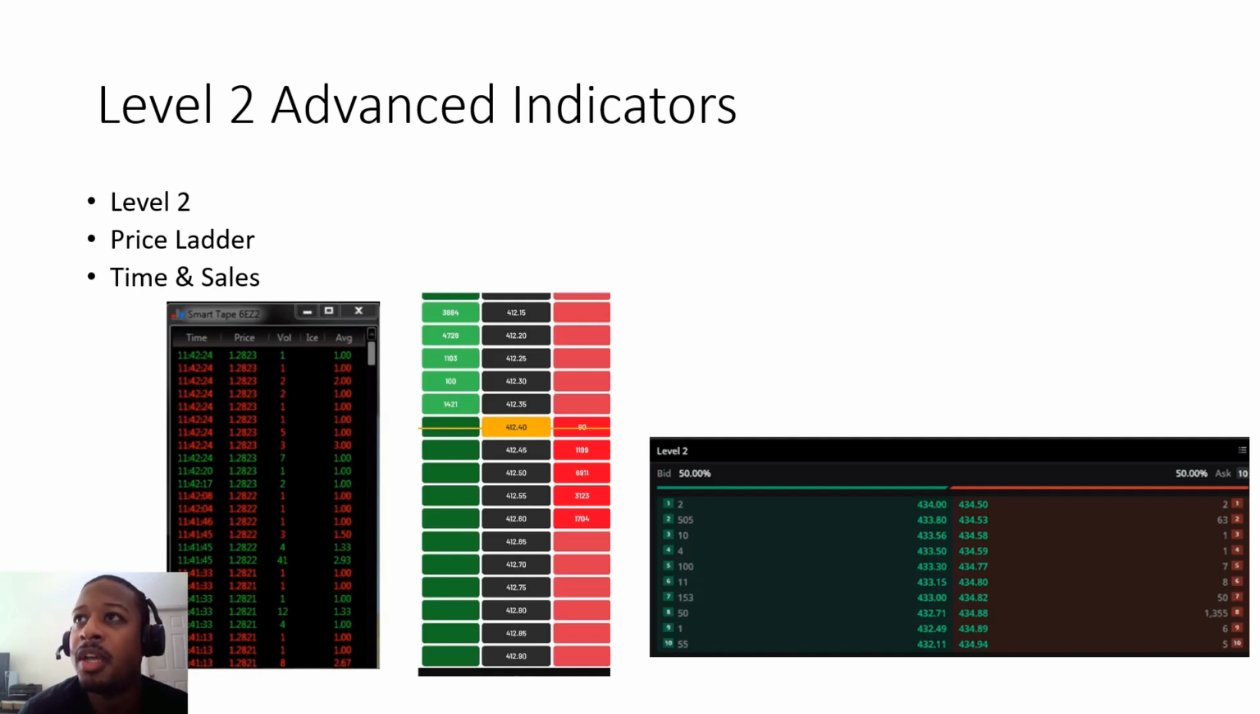Now, level 2 and advanced indicators. Here's what many traders don't tell you about technical analysis, I would say. They'll touch on level 2 and things like that, kind of go over it, but they don't really tell you details about it. And that is a part of technical analysis. If you're a day trader, you'd definitely want to combine this with the technicals that you use. And here's the reason why.